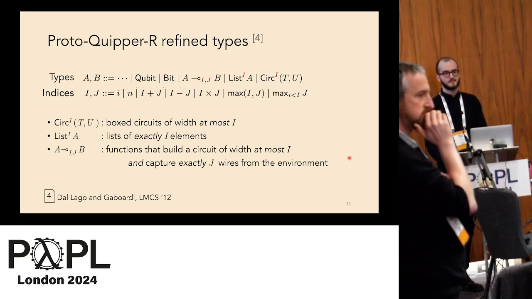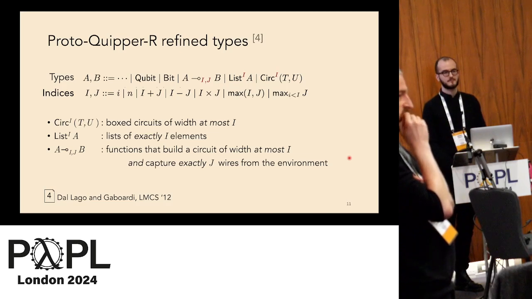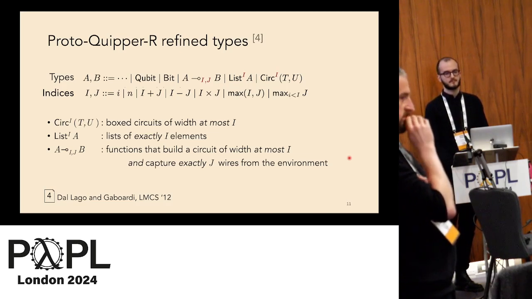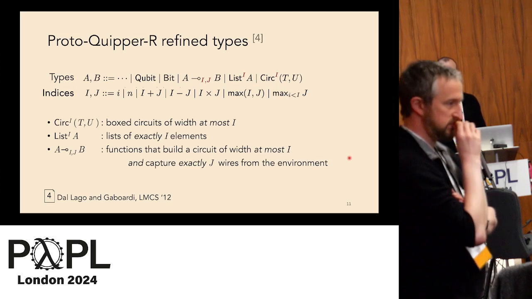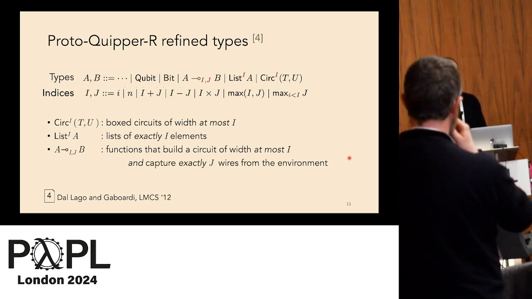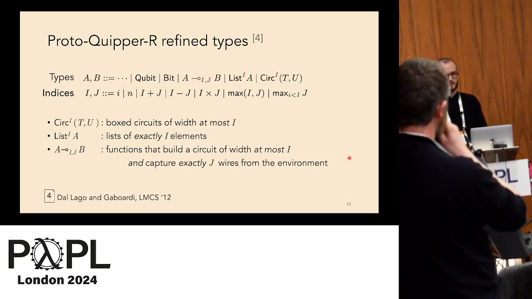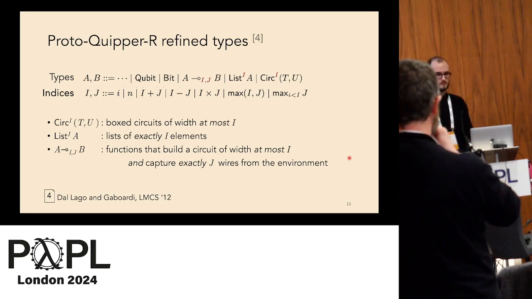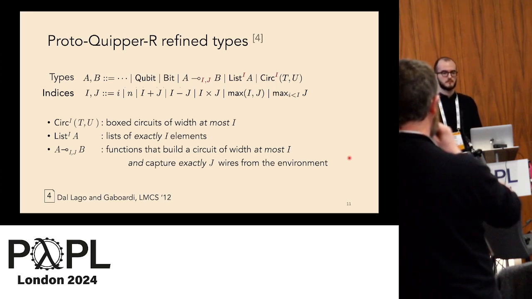So the newest versions of Proto-Quipper have both dependent and linear types in them, and it seems like the dependent types do a fairly good job of capturing the width of the circuit. So I was wondering if you could talk a little bit about the difference, and whether or not you can integrate this with the newest Proto-Quipper.